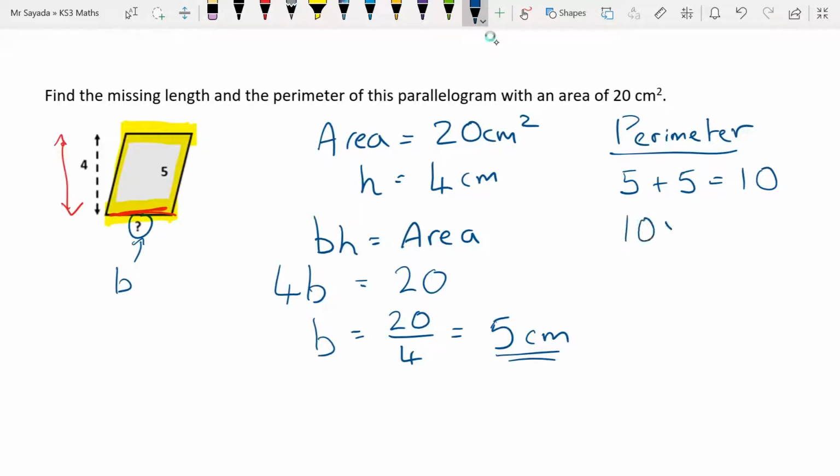So I double that 10 to add those other two sides. So altogether that makes 20. And what are the units of perimeter? You should have said centimeters. So the perimeter is 20 centimeters.